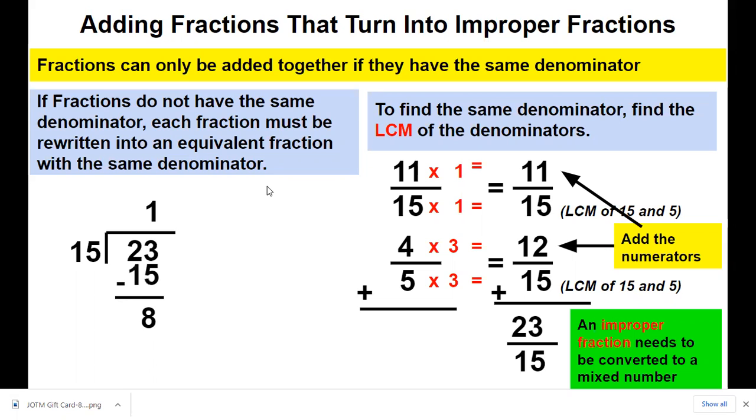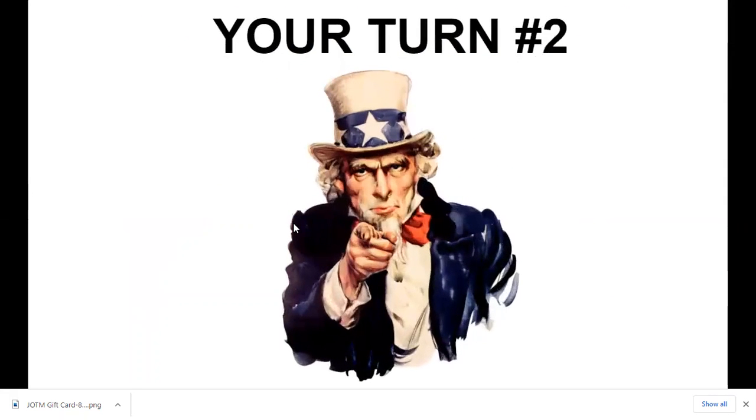The 8 becomes the numerator of my leftover fraction. The bottom stays a 15. So my final answer is 1 8/15. Lots of steps, but I think you guys will be fine with it. I've seen a few examples now. So now you get to try it, and we'll see you back in a moment.